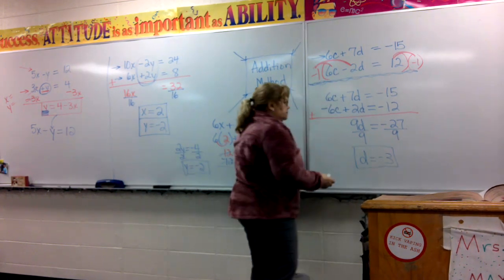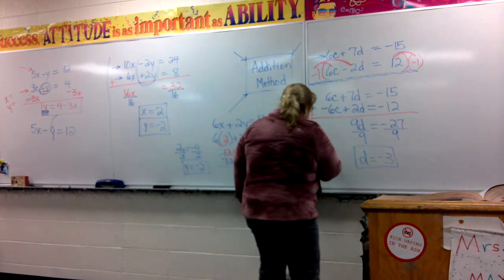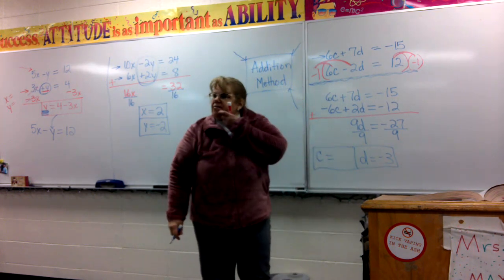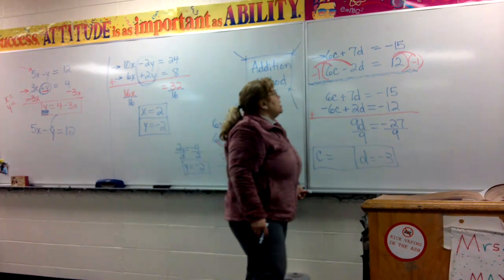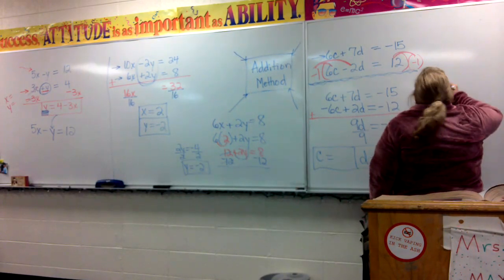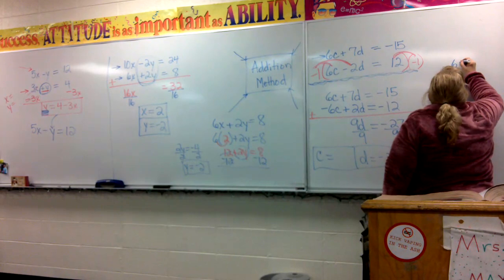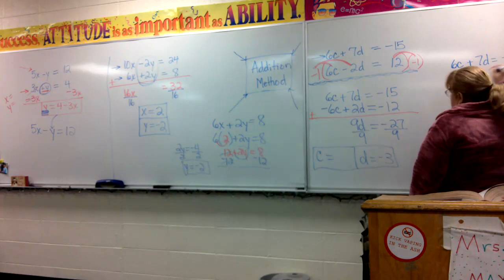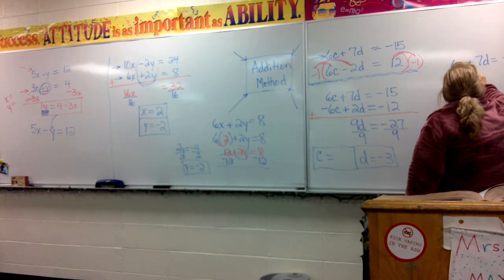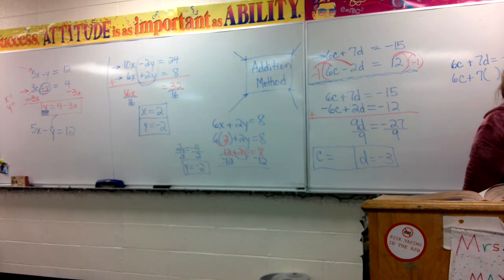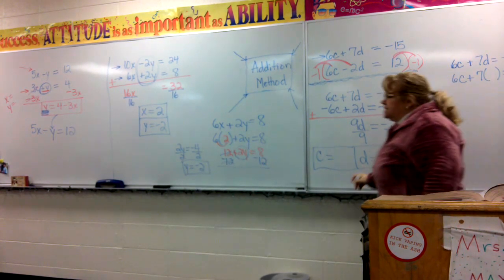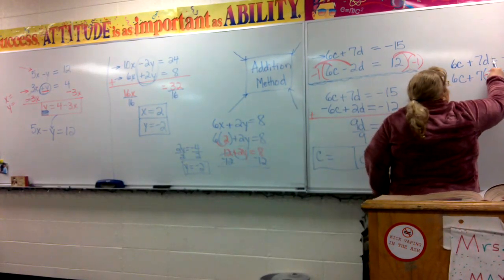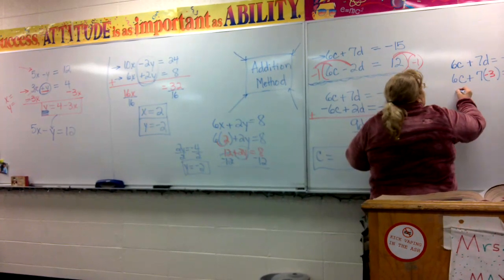Am I done? No, I still have to get what is c equal to. How am I going to do that? Pick any one of those equations you started with. Doesn't really matter. Should I pick the top one this time? Yeah. 6c plus 7d equals -15. But what is my d value? -3. So now let's work it out.